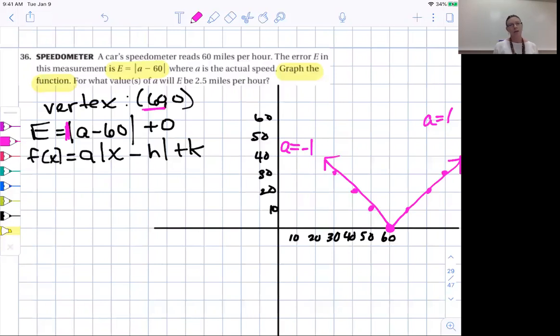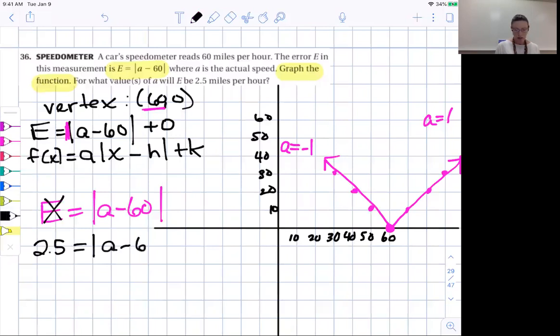The second part of it says, for what values of A will E be 2.5 miles per hour? So in the equation, we're trying to find values for A when the E would be 2.5 miles per hour. Remember that E is the error. So if I had an error of 2.5 miles per hour, what could my differences be in speed? That's what the question is really asking. So if I take the E out and replace it with 2.5, I now have an absolute value equation, which we solved in chapter 1.